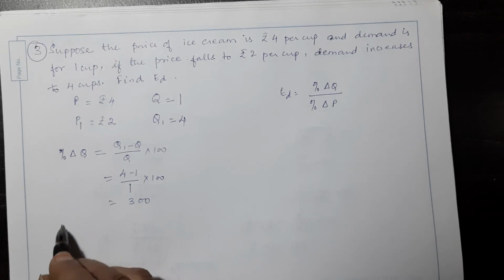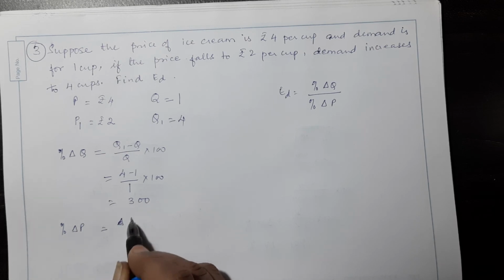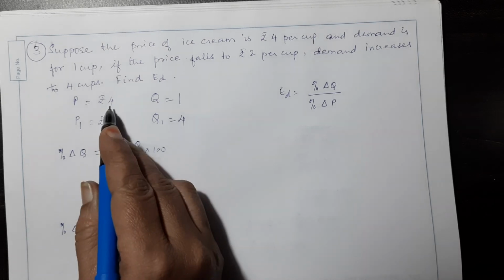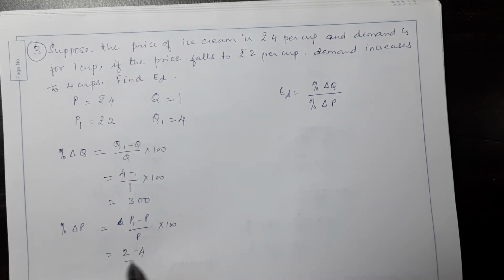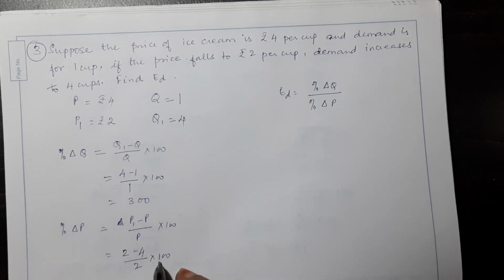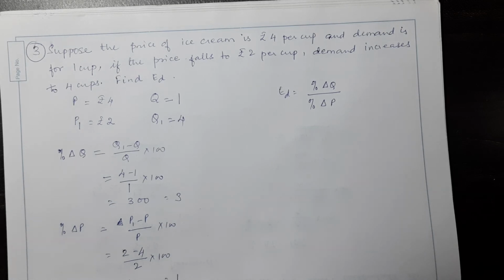Okay. Now, percentage change in price is equal to delta P, which is equal to P1 minus P divided by P into 100. So, what is P1 minus P? P1 is given as 2. 2 minus 4 by 2 into 100. So, this will give us 2 by 2 into 100 equal to 100. Since they are multiples of 100, we can just write this as 3 and this we can write as 1. Okay, so these are the two values we have.